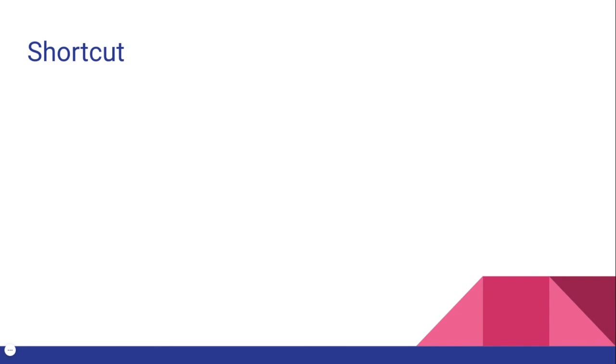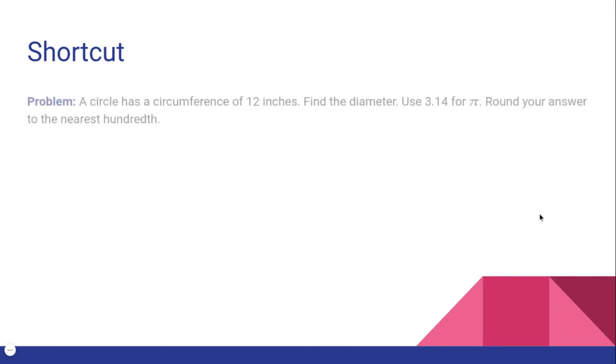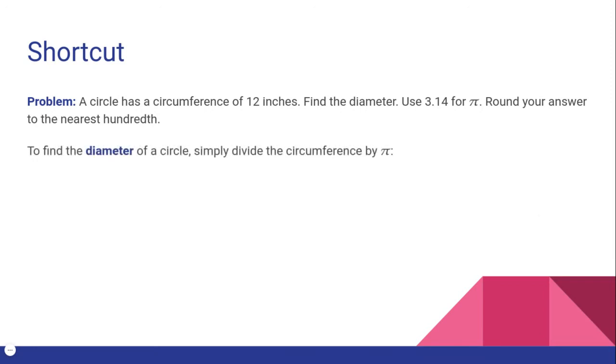Finally, I want to point out a shortcut now that you understand each of the steps and how we found the diameter and radius when we were given the circumference. Going back to our original problem, a circle has a circumference of 12 inches. Find the diameter, use 3.14 for pi, round your answer to the nearest hundredth. To find the diameter of a circle, you can simply divide the circumference by pi. So we're going to divide 12 by 3.14 to get our diameter.